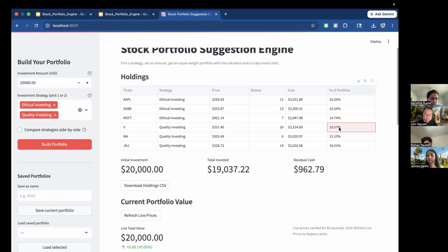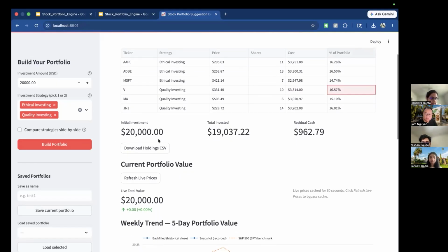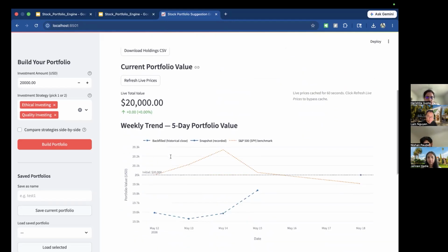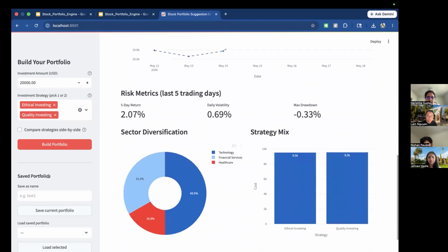So below you can see the total initial investment was 20,000. That is the amount that we entered while selecting and combining these two strategies and creating this portfolio. The total invested was around 19,000, and the remaining amount is 962. So the next test case: when this is on, the holdings are grouped by the strategies in a side-by-side view. So the user can see exactly how their money was split between the ethical and quality picks.